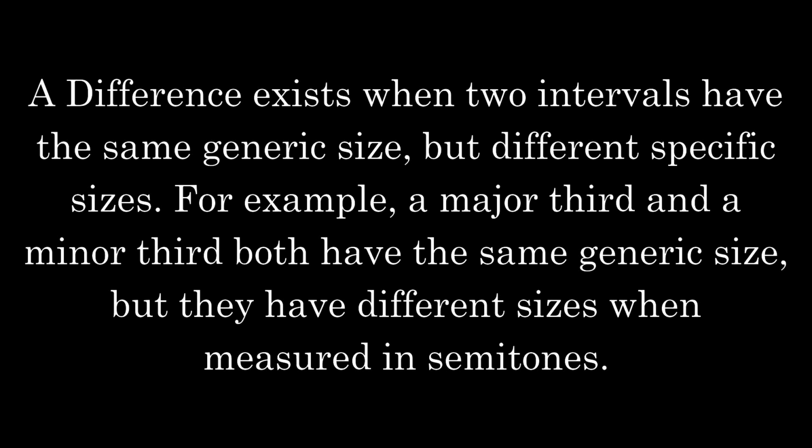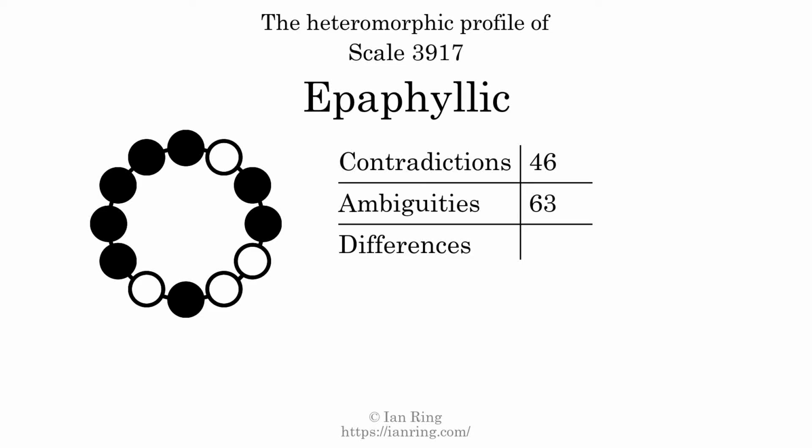A difference exists when 2 intervals have the same generic size, but different specific sizes. For example, a major third and a minor third both have the same generic size, but they have different sizes when measured in semitones. The number of differences in this scale is 142.